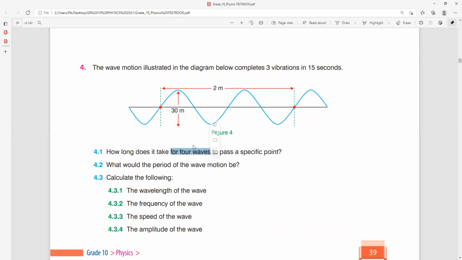Okay, what are they asking, people? Time for 4 waves. First of all, we should calculate the period for 1 wave. Let's calculate T first. Time is given already here, people. Time and number of waves given. So T equals, this is for 1 wave.